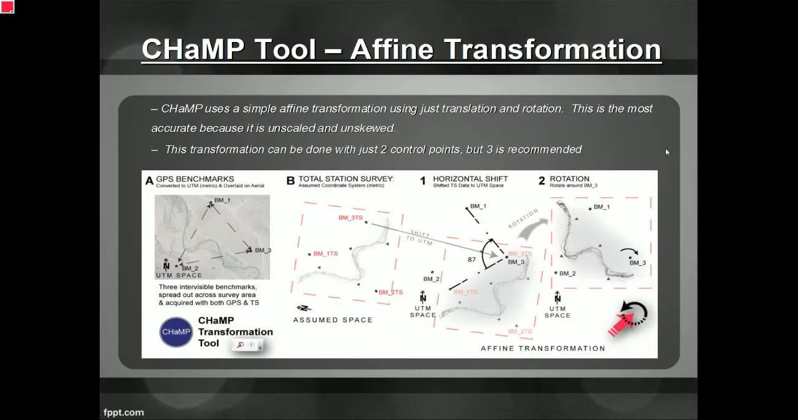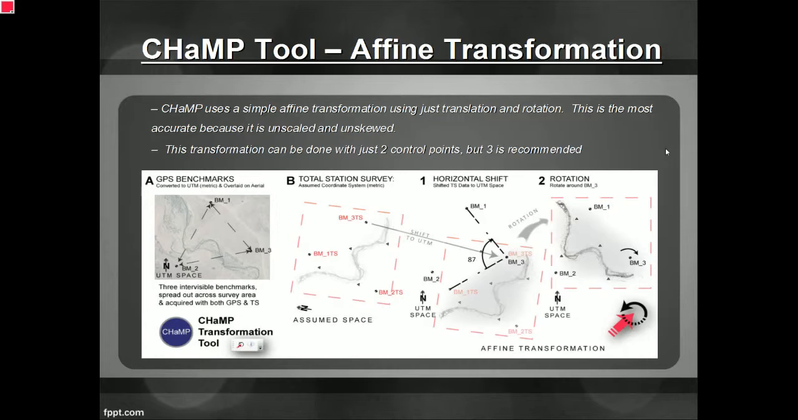So, like I said, the CHAMP tool, along with the other GIS tools, uses an affine transformation. But the CHAMP tool specifically uses a simple affine transformation, which just takes advantage of a translation and a rotation. This left high accuracy with the data because the data was left unscaled and unskewed. They recommend 3 control points for the transformation, but a minimum of 2 can be used.